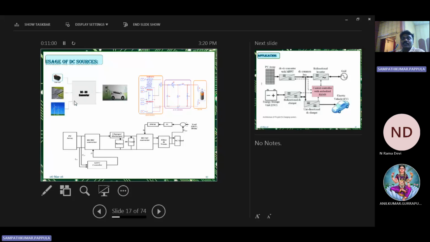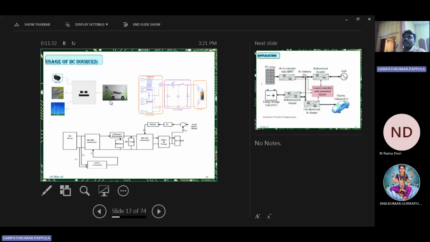Okay, so while changing the variable DC into the fixed DC, here I need to use some controller. That means we have some generating sources and we have loads, and for our purpose we are inserting some converter here. While using the converter, again you need to place some controller.